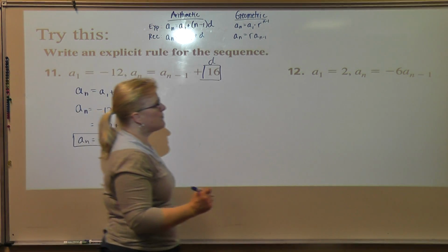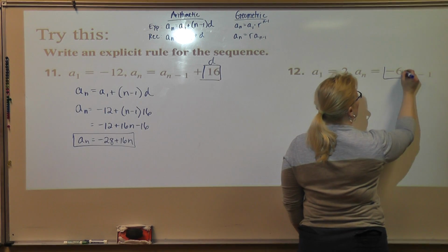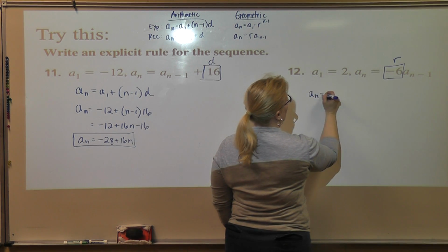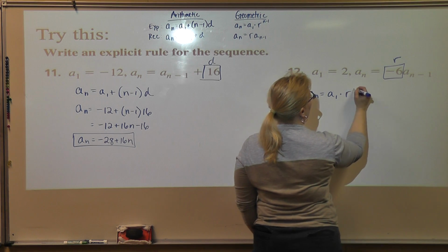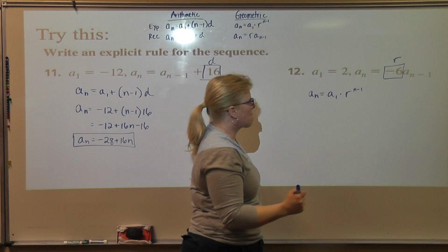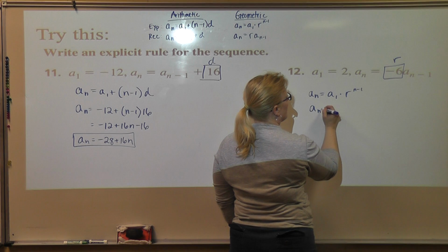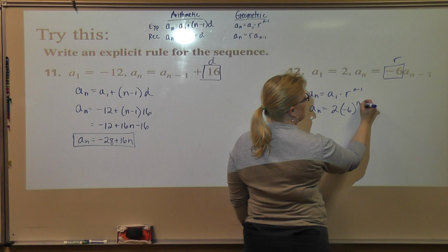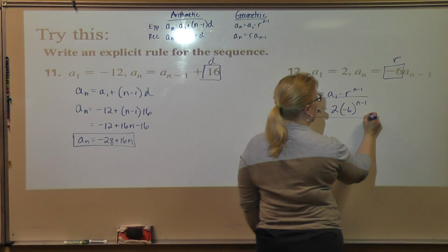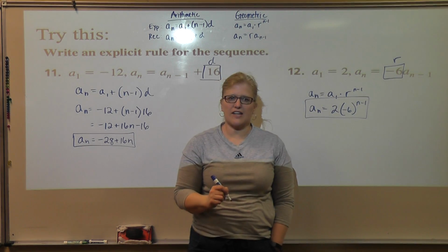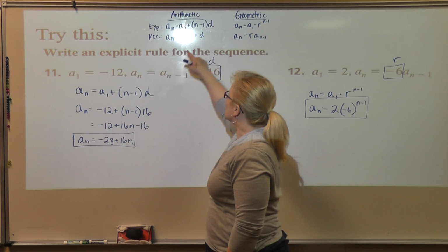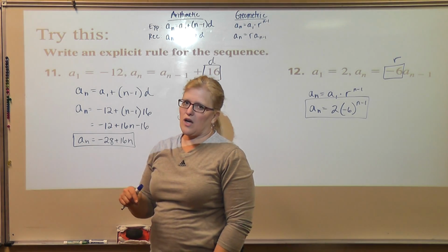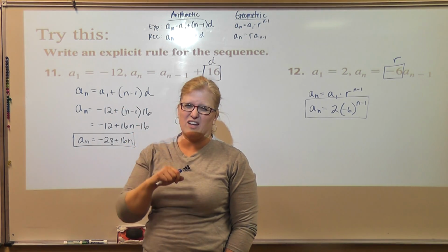Over here, r is -6, and the formula I'm using is a sub n equals a sub 1 times r to the n minus 1 power. So a sub n is 2 times negative 6 to the n minus 1 power. And those are your answers for those. Make sure that you have these written down somewhere. It's really hard. I have to write them down. I get them kind of confused in my head.